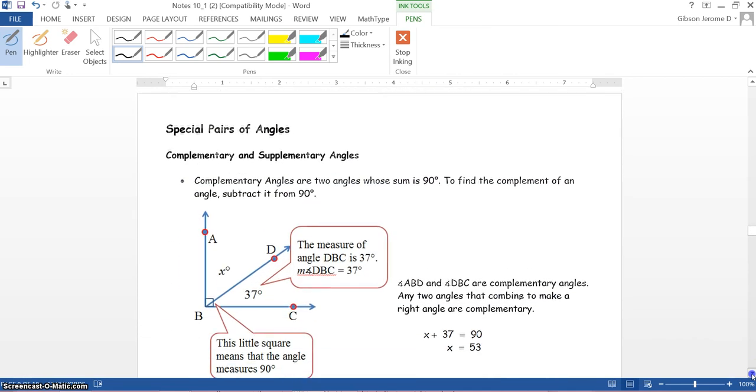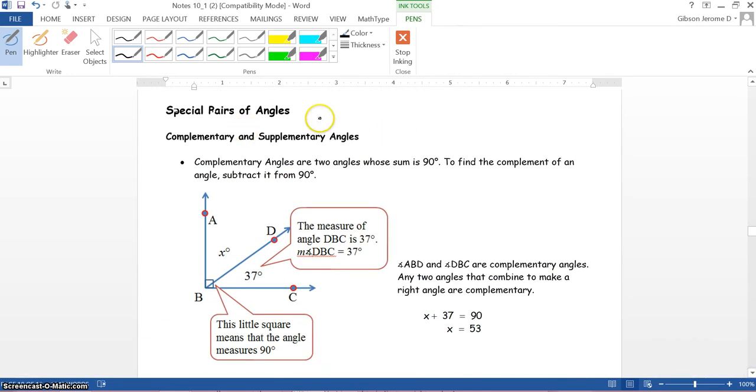Now we scroll down here to more definitions. Special pairs of angles, complementary and supplementary angles. Complementary angles are two angles whose sum is 90 degrees. To find the complement of an angle, subtract it from 90 degrees.